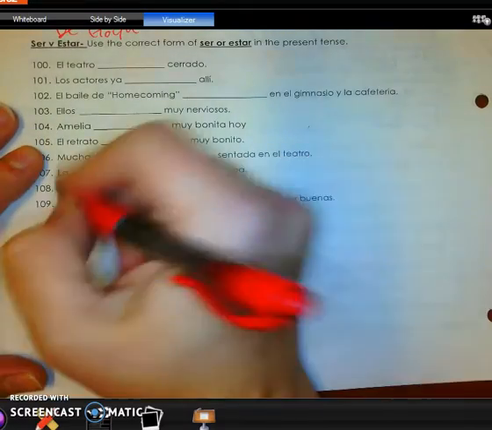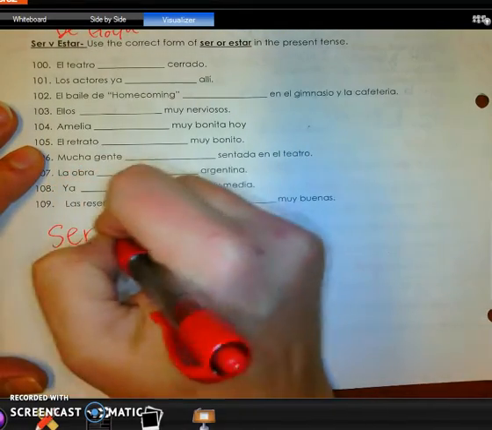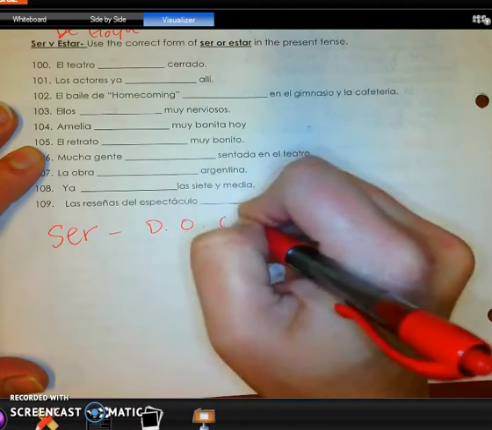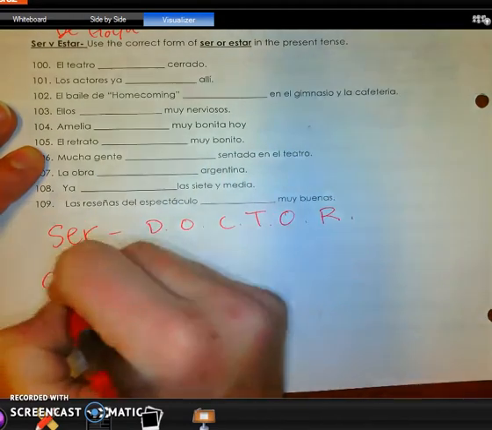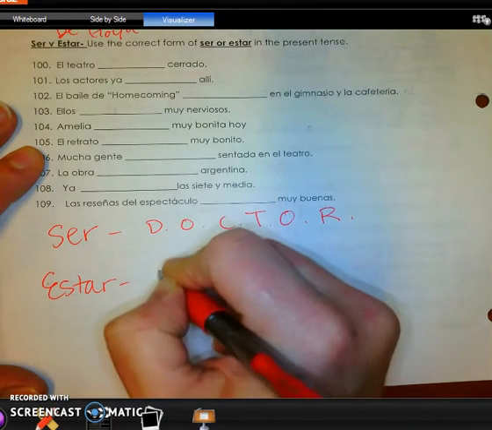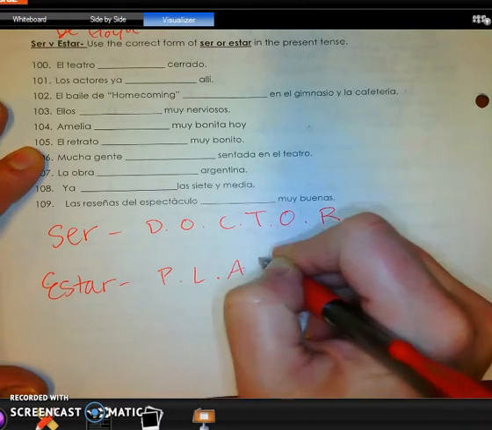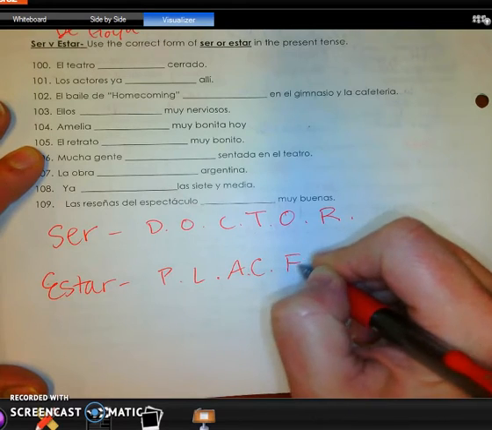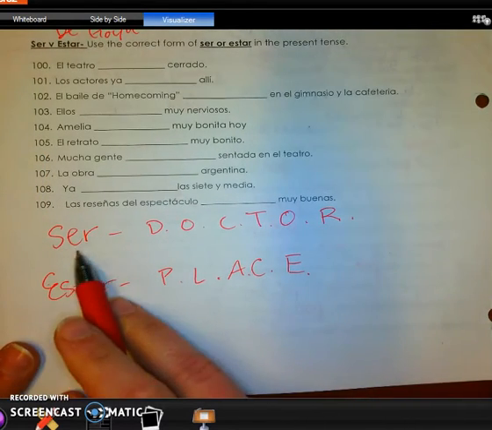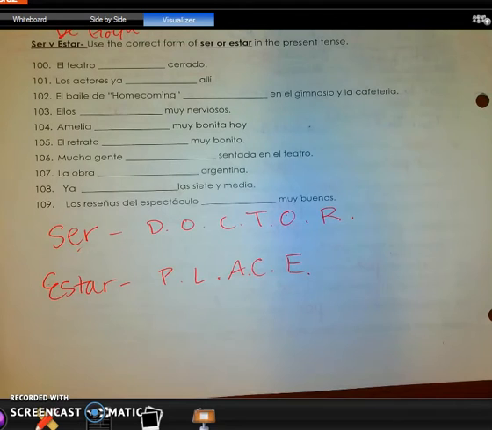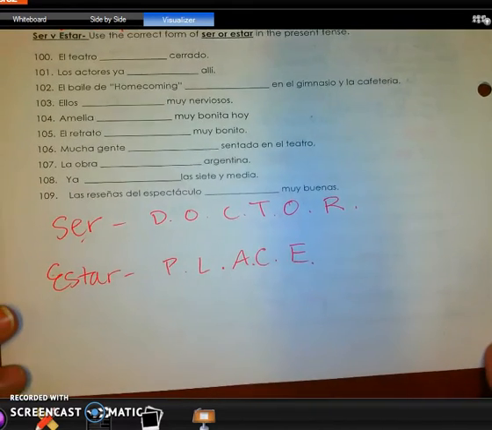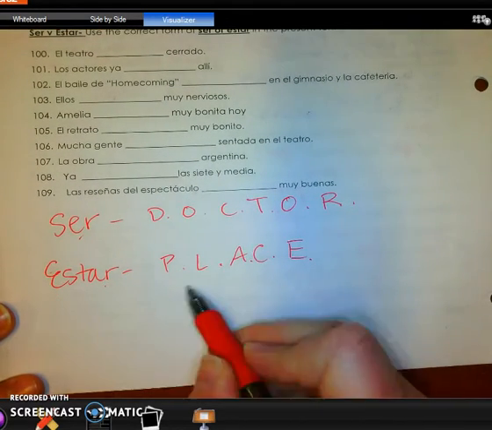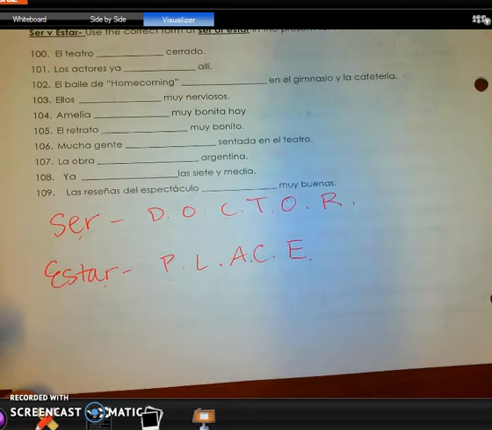So, ser and estar. Ser is doctor. Y'all remember this from Spanish 1? And estar is place. Now, here's how I remember which one of these to use. Ser is to be, and it's permanent, an occupation, and you are a doctor is an occupation, so that's how I remember it. But for the simpler crowd, estar has 5 letters, and so does place.